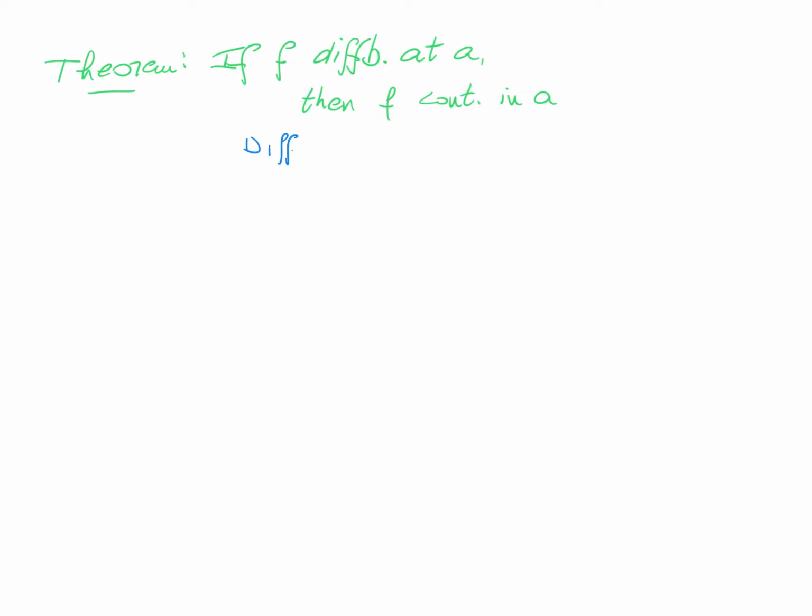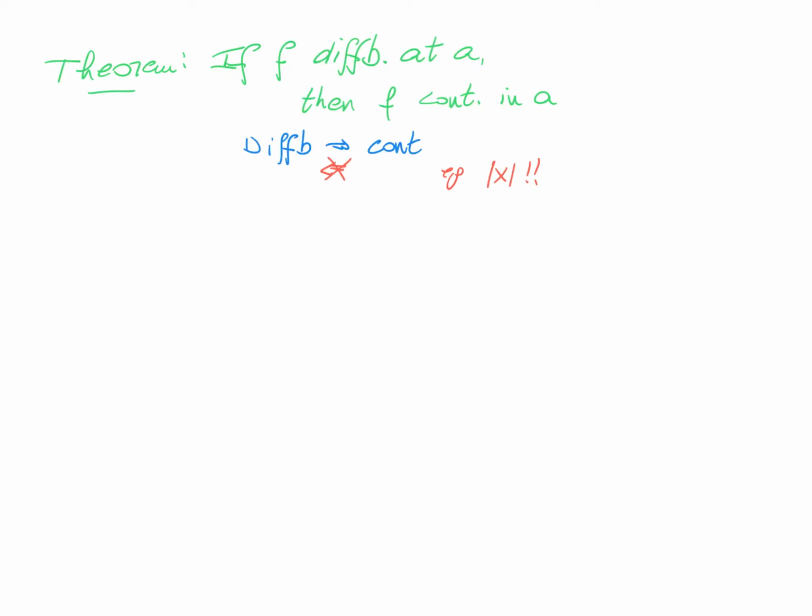Furthermore, we are able to prove that if f is differentiable at a point, then f is also continuous at this point. So, theorem: if the function f is differentiable at the point a, then f also has to be continuous in a. So it's no option, it cannot be otherwise. If it is differentiable, then it is continuous. The opposite does not hold. So because f is continuous does not imply that f is differentiable.